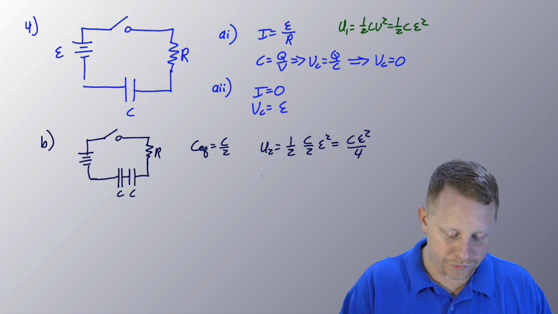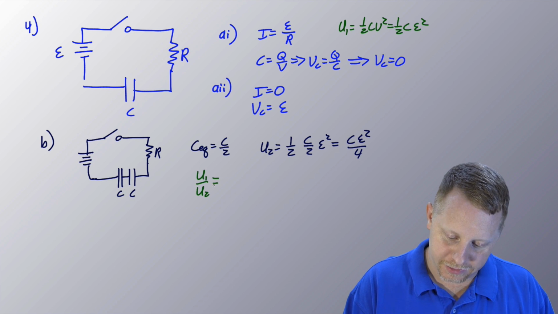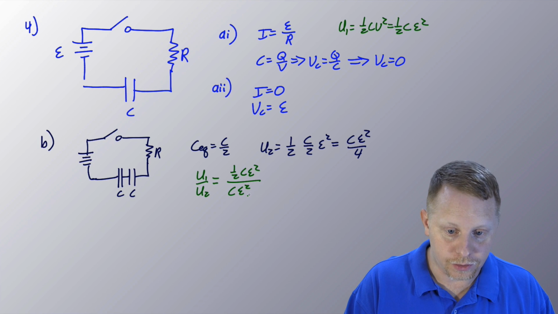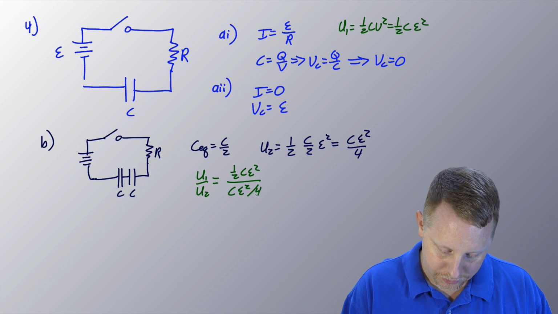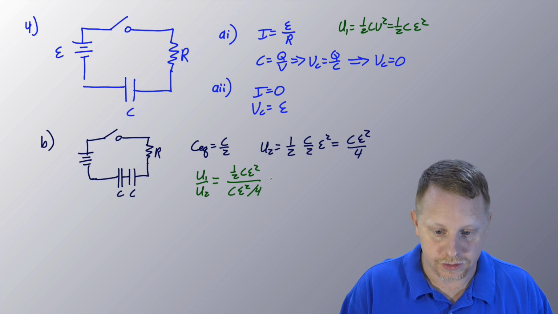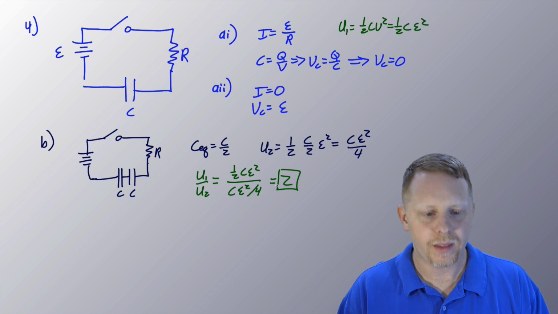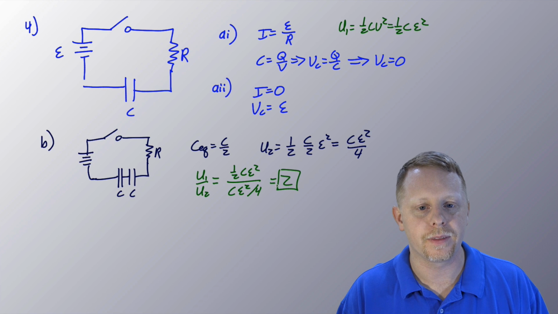So the ratio of those two is U1 over U2. That's going to be 1/2 CE squared over CE squared over 4, or 1/2 CE squared over 1/4 CE squared. That's just going to be 2. And I think we've answered part B1 appropriately.